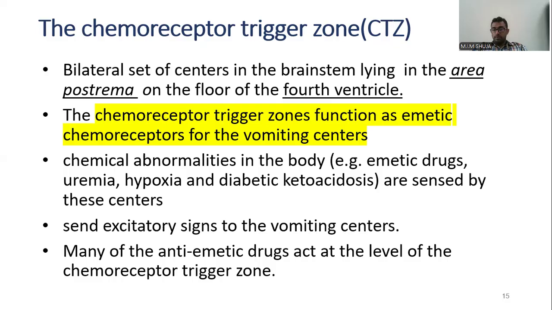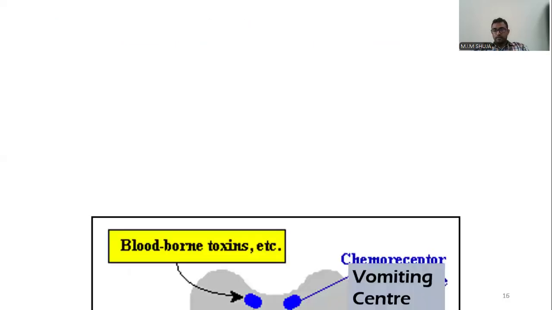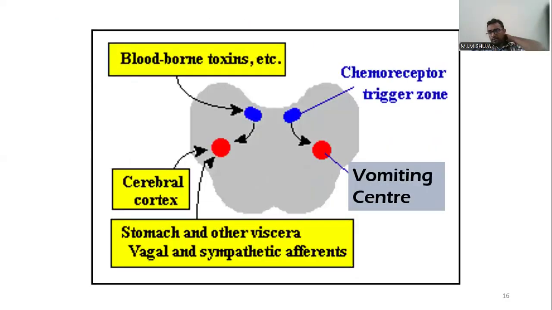For example, some antiemetics block dopamine receptors, serotonin receptors, or other receptors involved in the vomiting pathway. By blocking these receptors, they reduce stimulation of the vomiting center and help to control nausea and vomiting. So, the chemoreceptor trigger zone is the chemical surveillance area for vomiting. The diagram shows a cross-section of the medulla and helps us understand the relationship between the chemoreceptor trigger zone and the vomiting center.